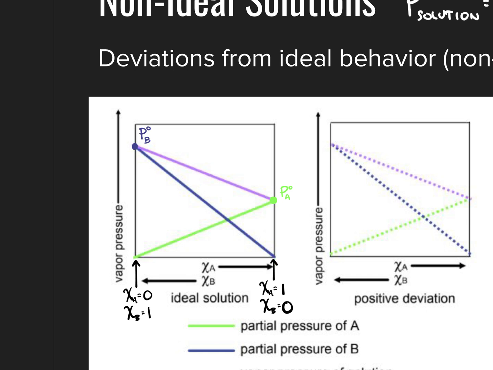On the left-hand side of our graph, we are seeing now the partial pressure of species B as a pure solvent, and on the right side, we see where the mole fraction of species B is 0. That would imply the partial pressure of species B is 0.